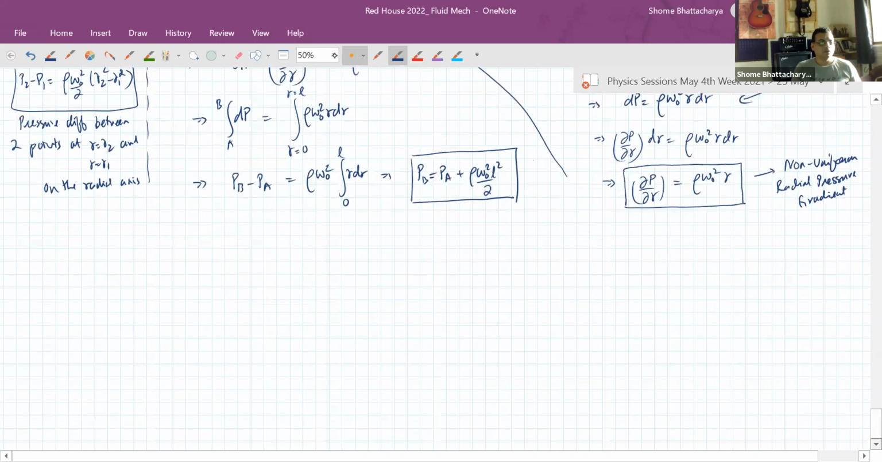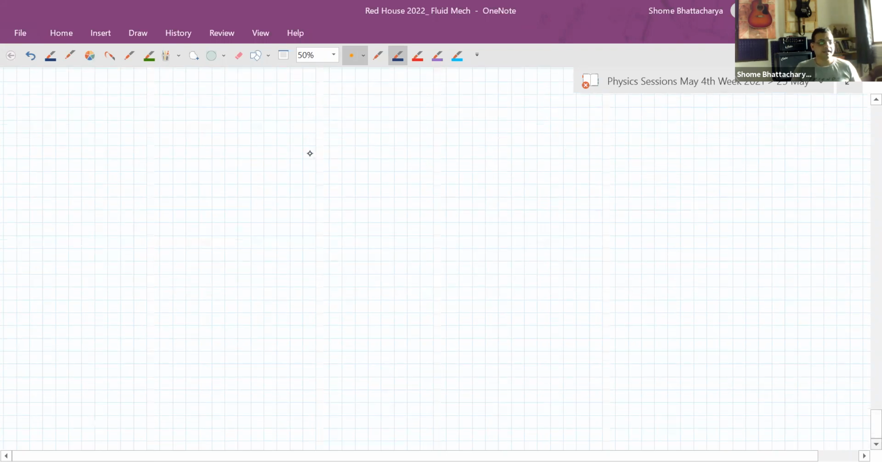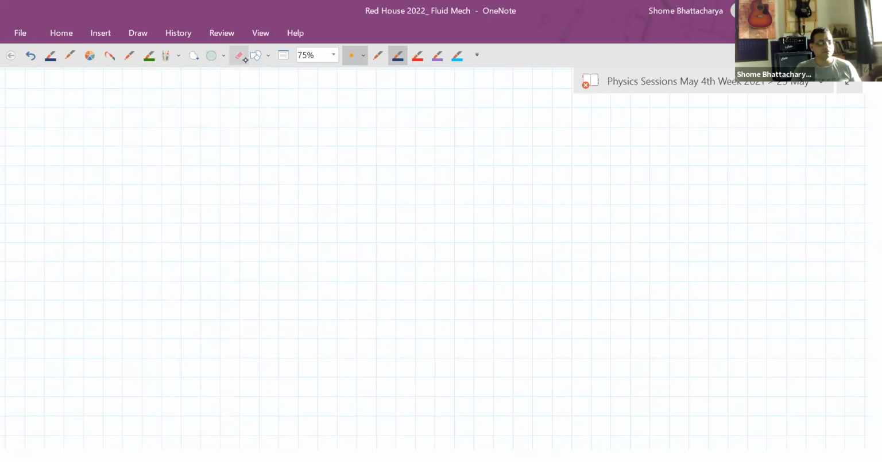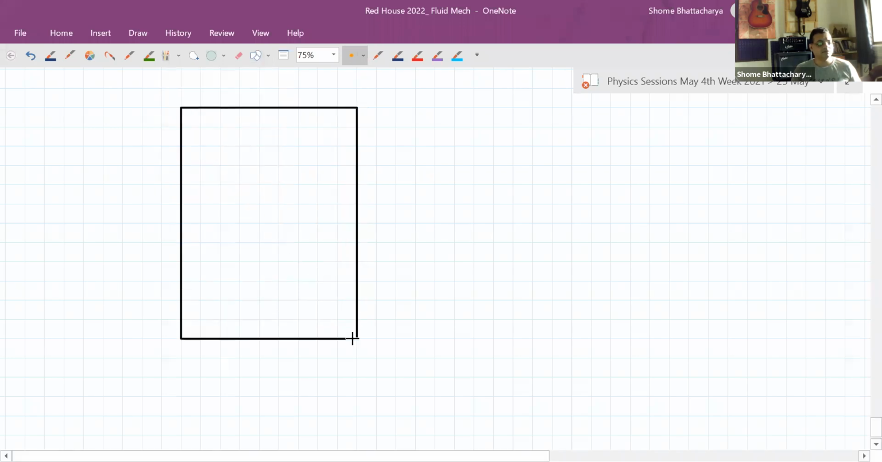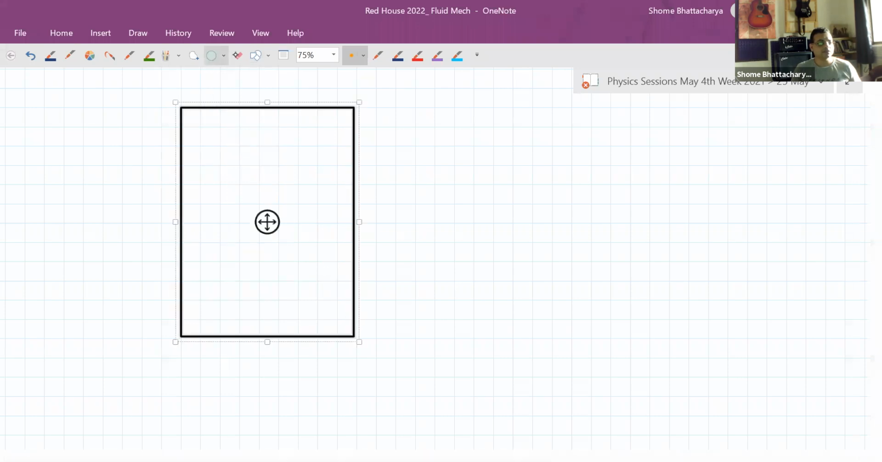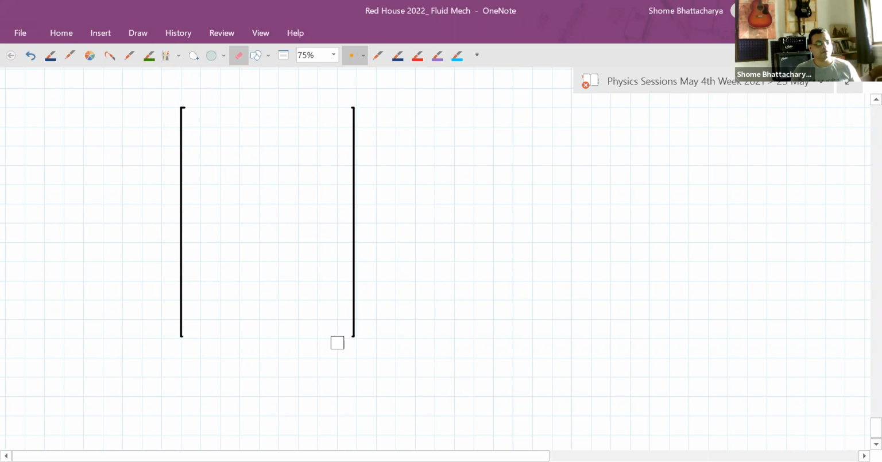Okay, so for example, if we have a cylindrical tank which is rotating and the liquid inside it is in stable equilibrium, in static equilibrium with respect to that cylindrical tank, then we see a very interesting phenomenon: the surface of the liquid is a curved surface. In fact, the shape of it is exactly what we call a paraboloid, which is basically a rotated parabola.